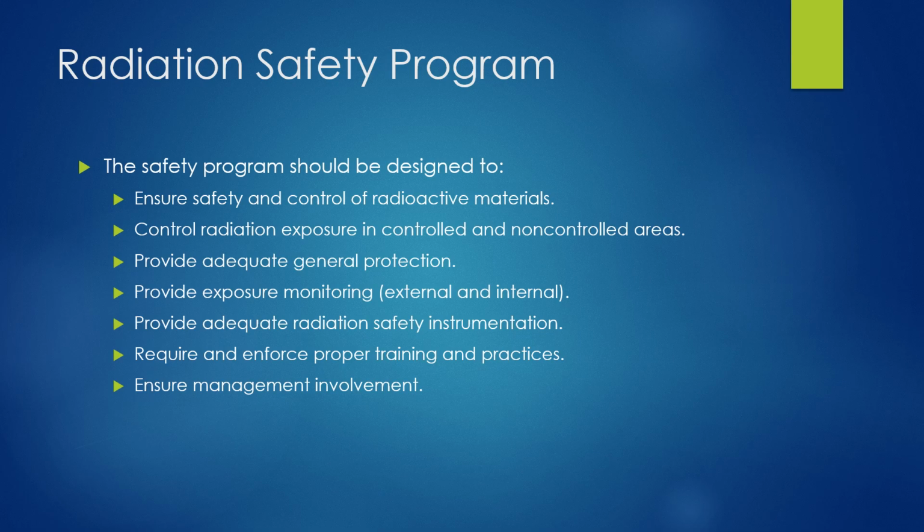So if the radiation safety manual says everybody who's over ALARA 1 has to have training and sign off on it, and then the RSO is not enforcing that, people are over ALARA 1 and nobody's doing anything and it's not documented, that's something you could get in trouble for when the inspectors come. Provide adequate radiation safety instrumentation, require and enforce proper training and practices, and ensure management involvement.